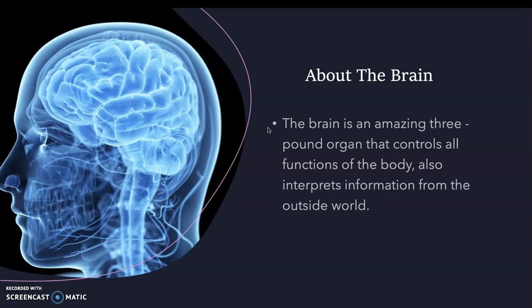So to start off with, the brain is an amazing 3-pound organ that controls all functions of the body. It basically interprets information from the outside world and embodies the essence of the mind. Some things that are governed by the brain would be your intelligence, your creativity, your emotions, and basically your memory also.